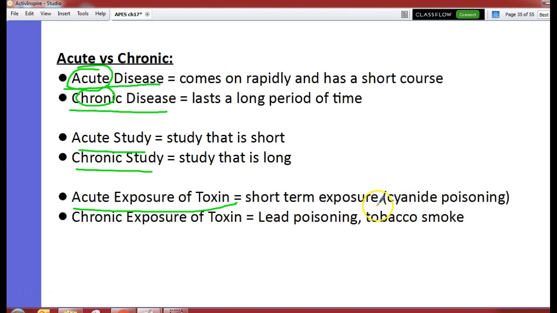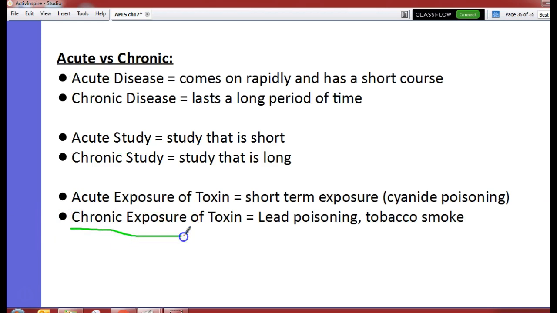Or you go to Mexico for a day and drink the water, okay? Or, you know, you go to somebody's house and inhale a whole bunch of mold. That would be an acute exposure. Chronic exposure would be you're exposed to it over a long period of time. So there's lead in your water. You live with somebody who is a smoker, or you are a smoker. You have mold in the walls of your house, so you're exposed to that every single day. That would be chronic exposure.